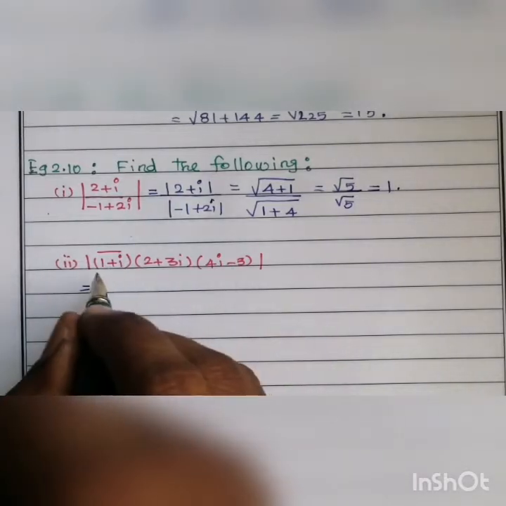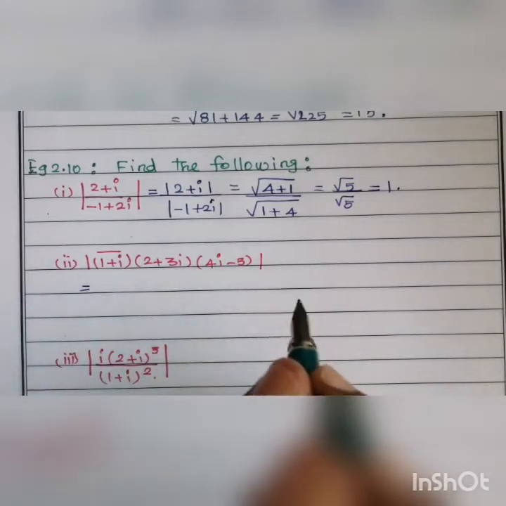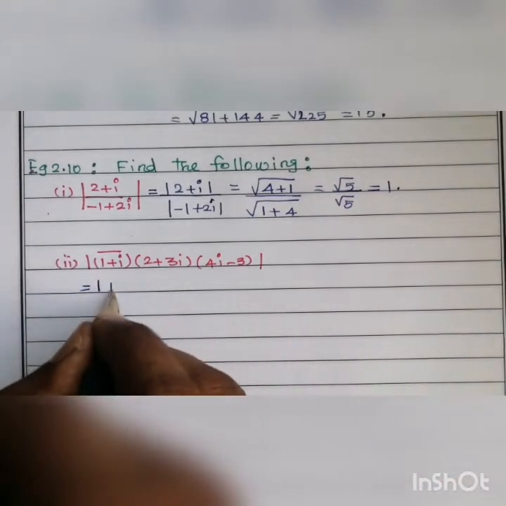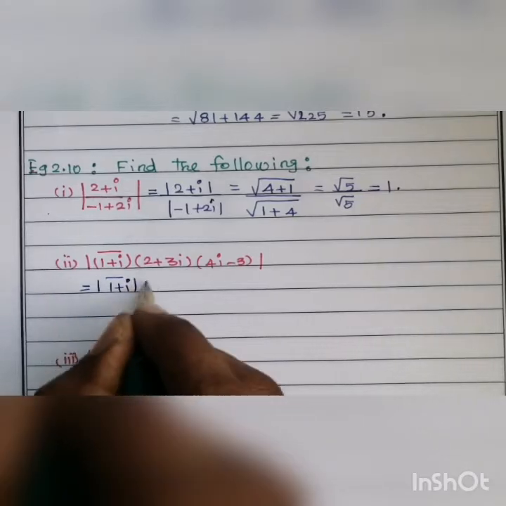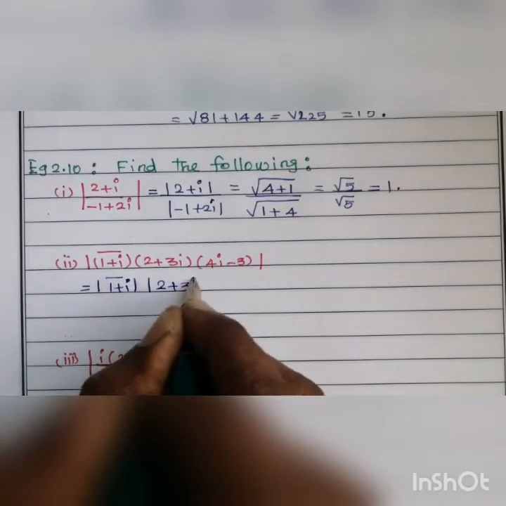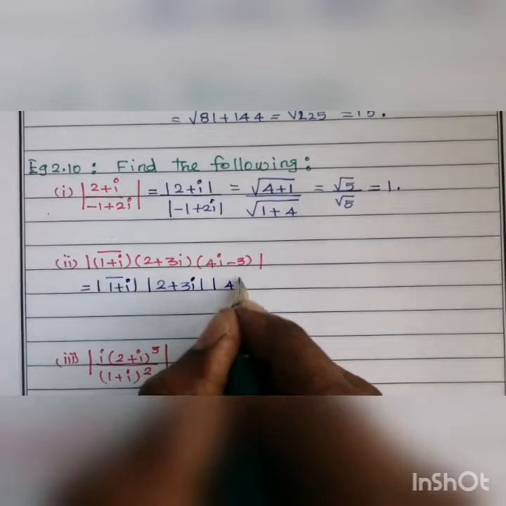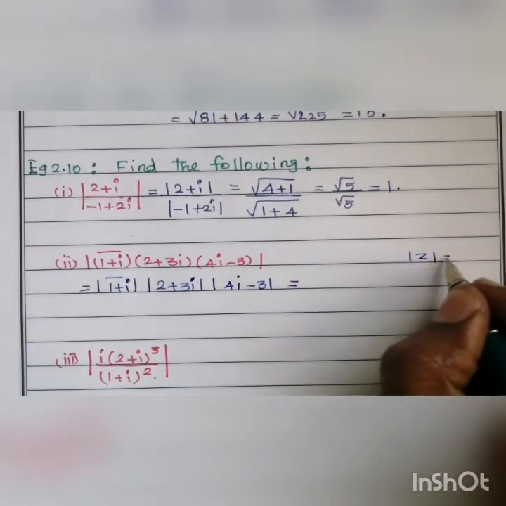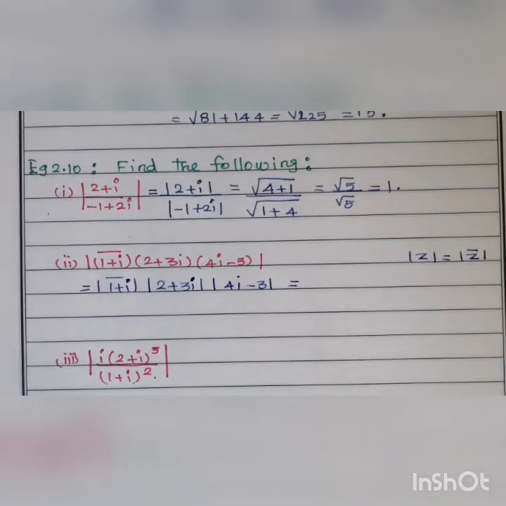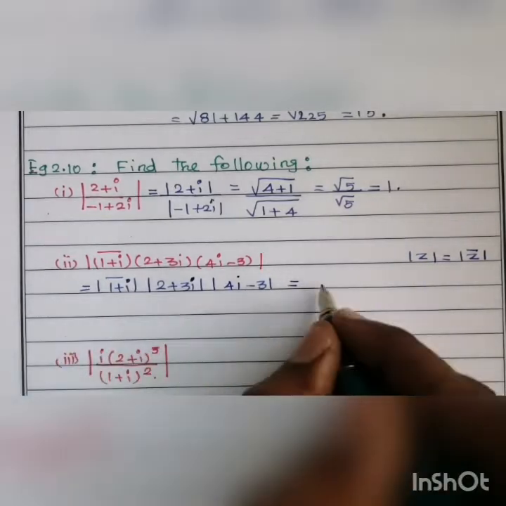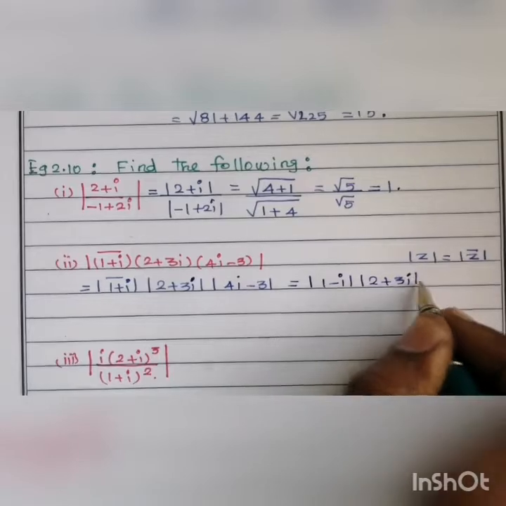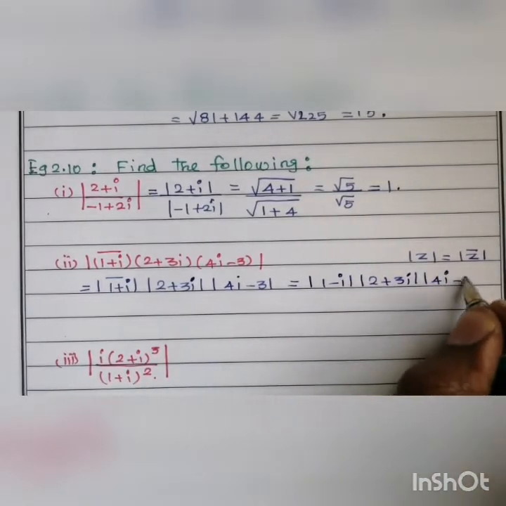The modulus of the product of complex numbers is always equal to the product of their moduli, that is modulus of the conjugate of 1 plus i into modulus of 2 plus 3i into modulus of 4i minus 3. So we know that modulus of z is equal to modulus of z bar. Now, modulus of 1 minus i into modulus of 2 plus 3i into modulus of 4i minus 3.